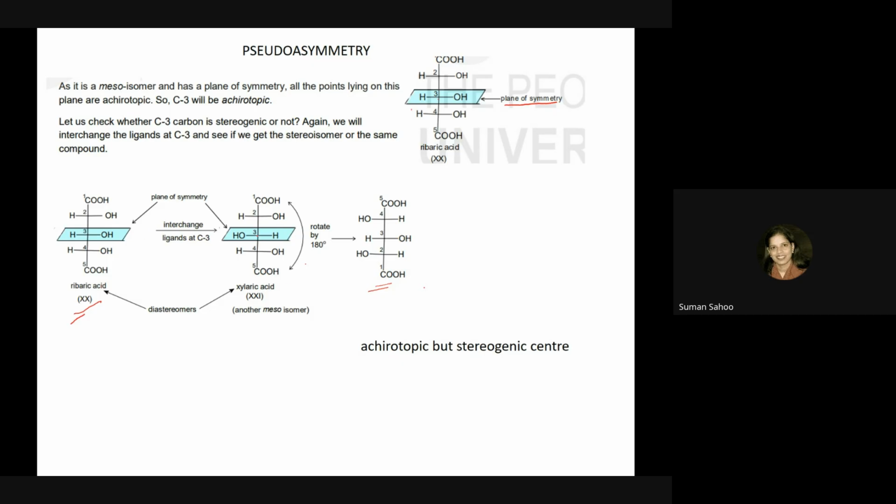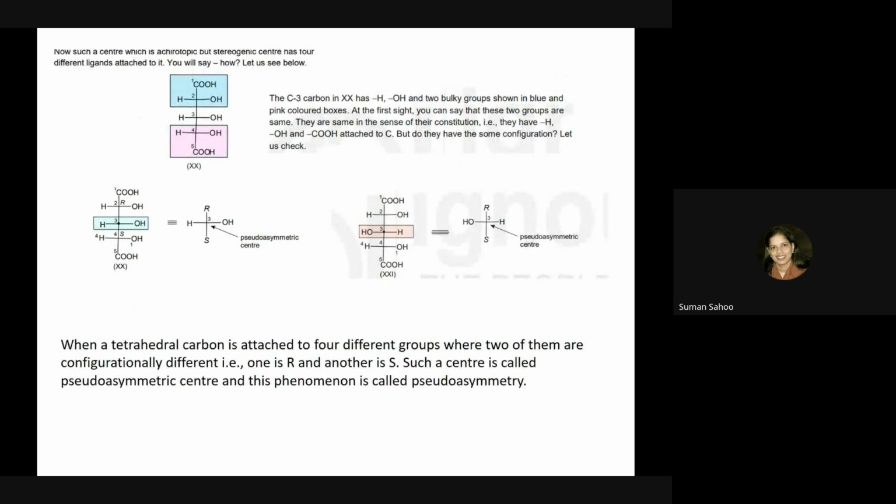So carbon number 3 is a stereogenic center, because interchange of ligands at C3 gives you a different stereoisomer, another meso isomer. But as this is not a chiral molecule, at carbon number 3 you have a plane of symmetry, so that is not a chiral site. So this is achirotopic, but carbon number 3 is a stereogenic center. So such a center is achirotopic, but it is a stereogenic center.